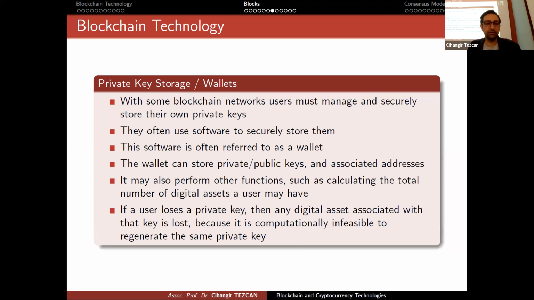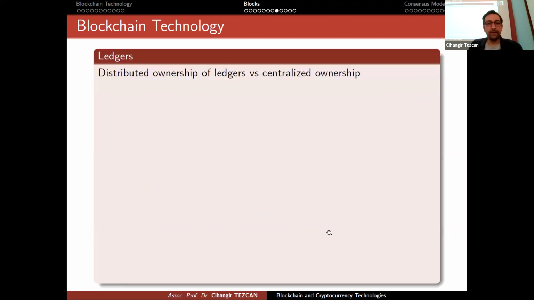If a user loses a private key, then any digital asset associated with that key is lost, because it is computationally infeasible to regenerate the same private key. Recall that we have to solve the discrete logarithm problem to recover that private key, which is currently infeasible. And if you somehow build a very big quantum computer, then you can do it. But currently, we don't have that technology.